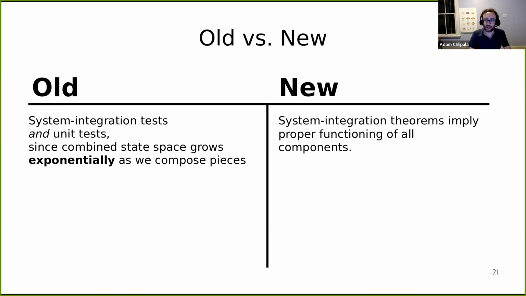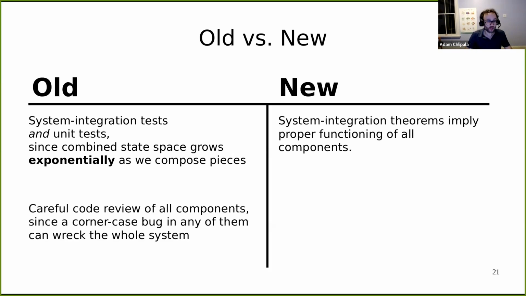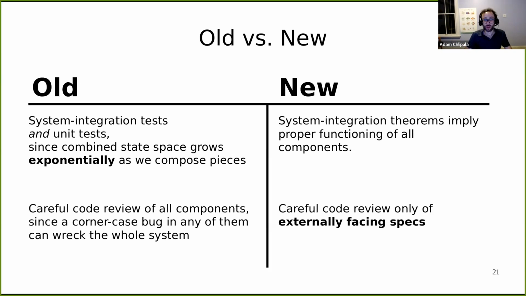But with the style of end-to-end proof that I'm arguing for here, we really only need our system integration theorem. We don't need to make a list of test cases, and we don't need to consider the behavior of individual components. Because if we manage to prove the full system works in all scenarios, then it must be that the individual components work well enough in those scenarios too. And we can replace the traditional careful code review of all components with careful code review focused on the perimeter of the overall system: we can look carefully only at the specification, not the implementation anymore. So that's a dramatic simplification.